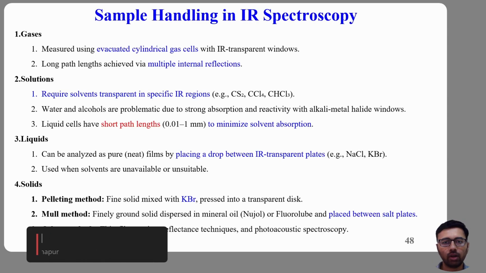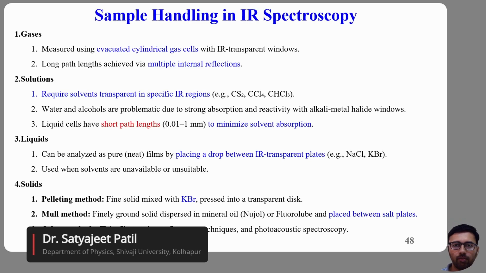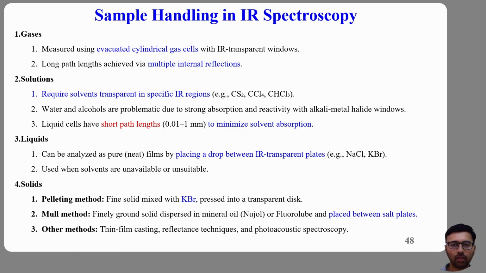Welcome back, everyone. So far in this series, we have explored the complete physics of infrared spectroscopy. We discussed molecular vibrations, selection rules, group frequencies, the Franck-Condon principle, FTIR instrumentation, interferometers, infrared sources, and detectors. But now we arrive at something every experimental scientist eventually learns. Even the most advanced instruments in the world cannot save a poorly prepared sample.